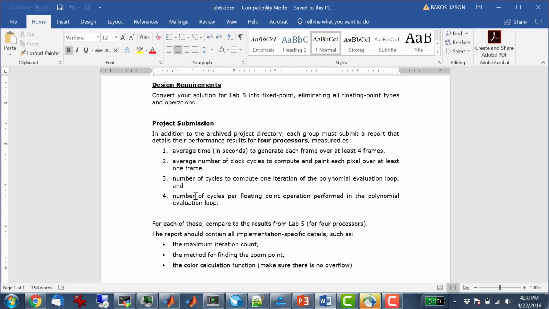Any questions? Now, I've left out one thing here. The min and max x and y, you have to keep those in fixed point too. So make sure you also include that when you do your fixed point conversion.